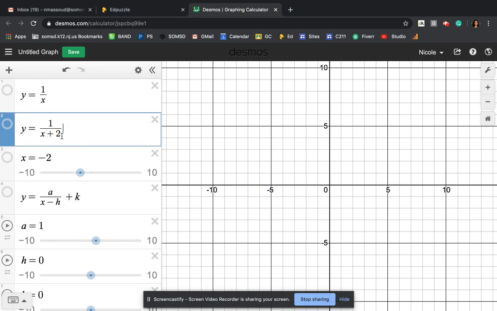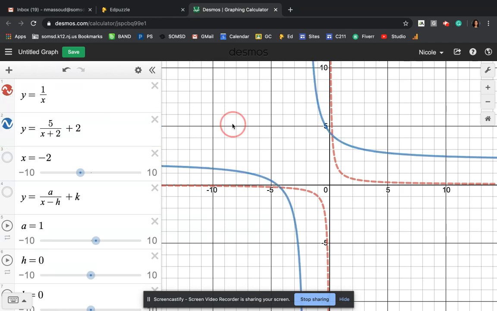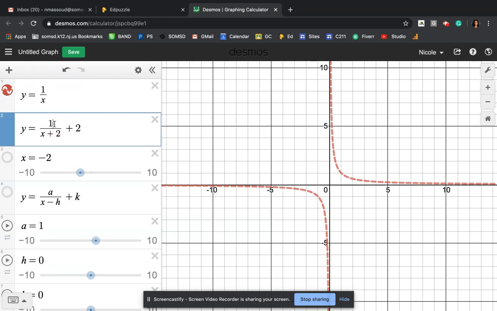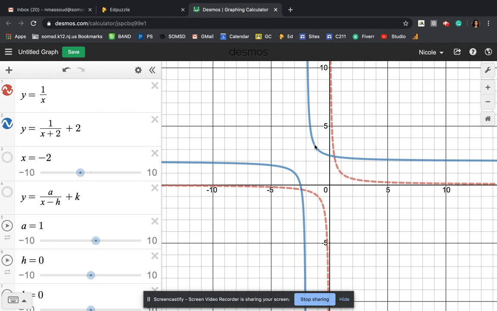So what happens if I have a +2 and a +2 and a 5 here? Well, three things happen, right? It expands, it moves left 2, and it moves up 2. So here's my original function, and look at my new function. You know what? Let's keep this as a 1 just to see this. Now, again, it moved left 2 and up 2.